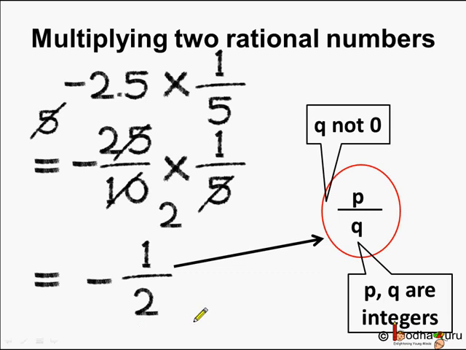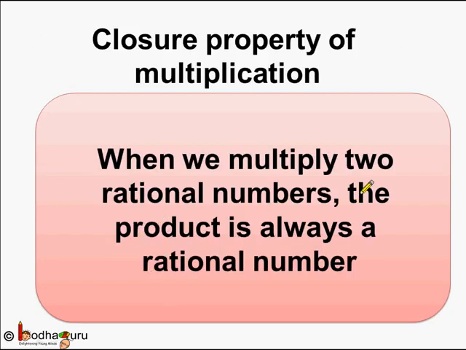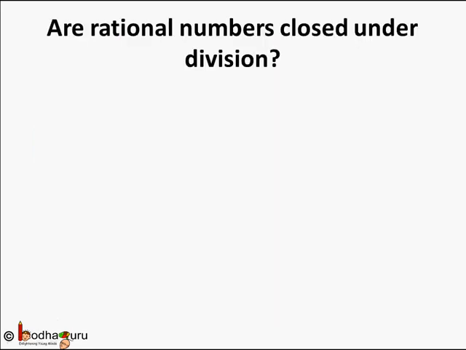What do we see here? The answer here is a rational number, as it is in the format p by q, where p and q are integers. p here is minus 1 and q is 2. And as we can see, q is not equal to 0. So what can we say? We can say when we multiply two rational numbers, the product is always a rational number. This is the closure property of multiplication.